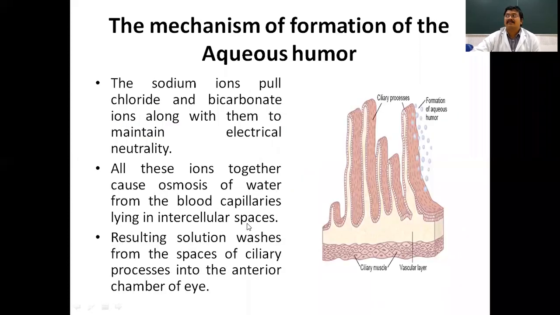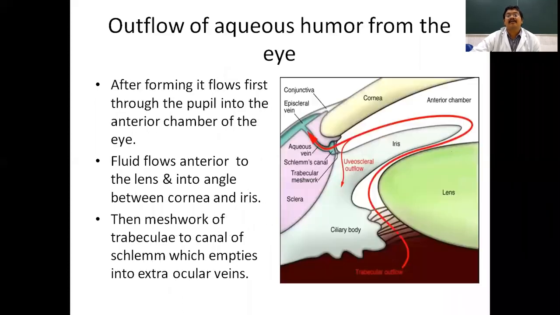The sodium ions create the electrical gradient, and to maintain it they pull both the chloride and the bicarbonate ions along with them to maintain electrical neutrality. All these ions together cause the osmosis of water from the blood capillaries lying in the ciliary process into the anterior chamber of the eye.